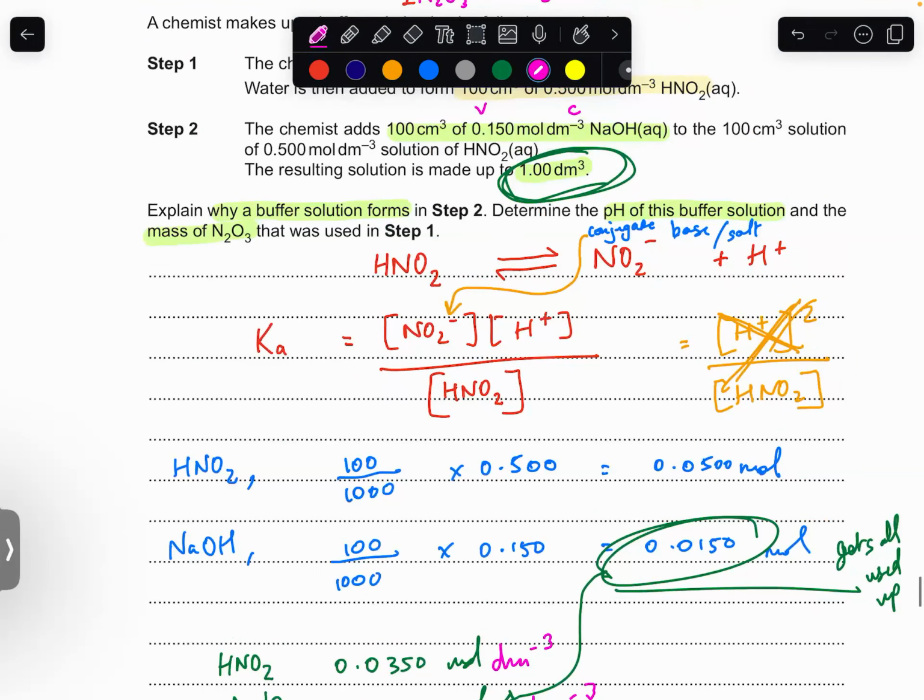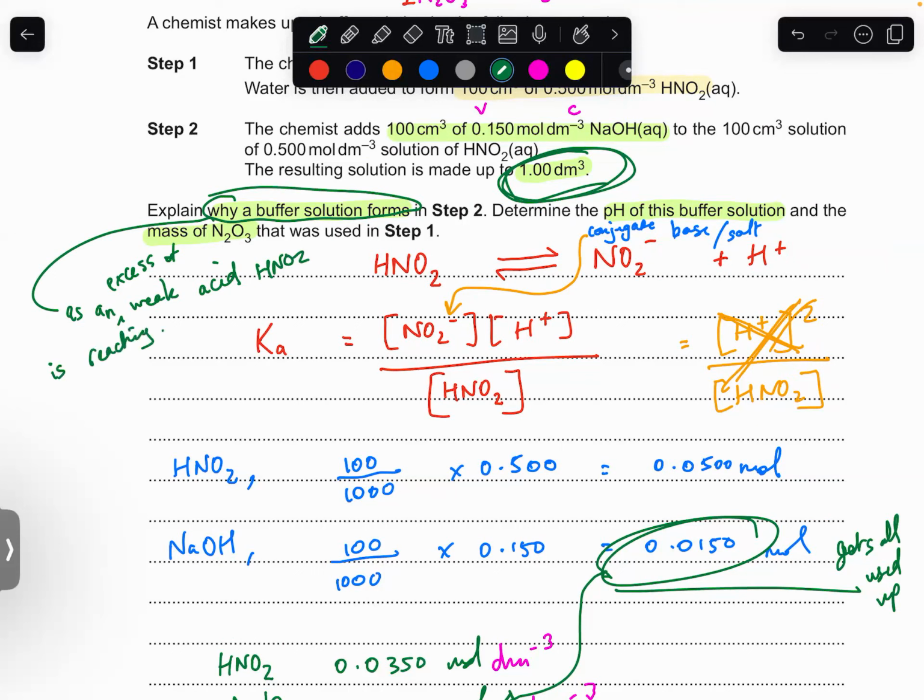And what we'll then do, so going back to the question, why a buffer solution forms, let's answer that question first. As an excess of weak acid, HNO2 is reacting with a base, in this case, NaOH. Let me just check how they've worded that in the mark scheme. Yeah, acid is in excess. That's a point there.